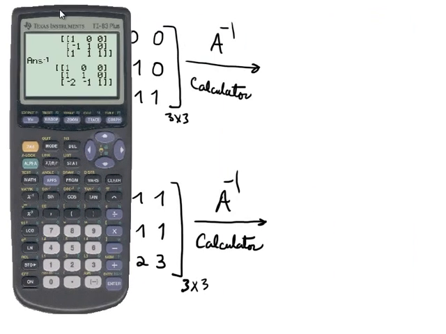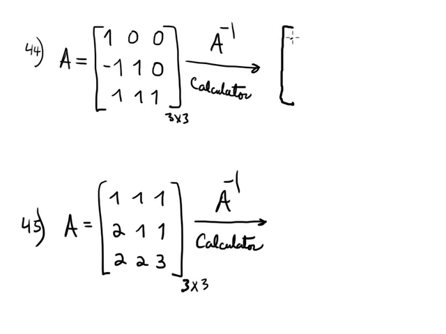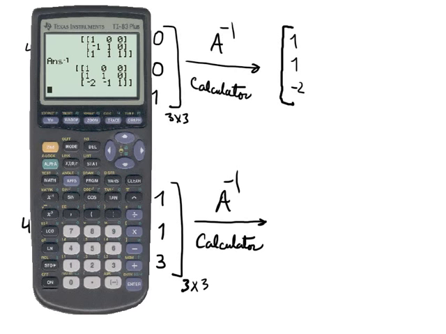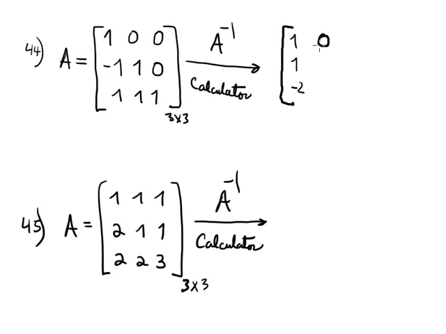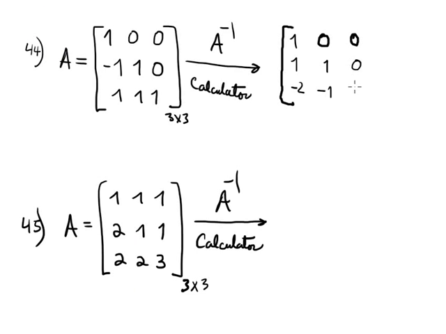This is the answer. The answer is a square matrix again: 1, 1, negative 2; 0, 1, negative 1; and 0, 0, 1. Okay, now to make sure this is perfect, this is the inverse matrix, 3 by 3 again.